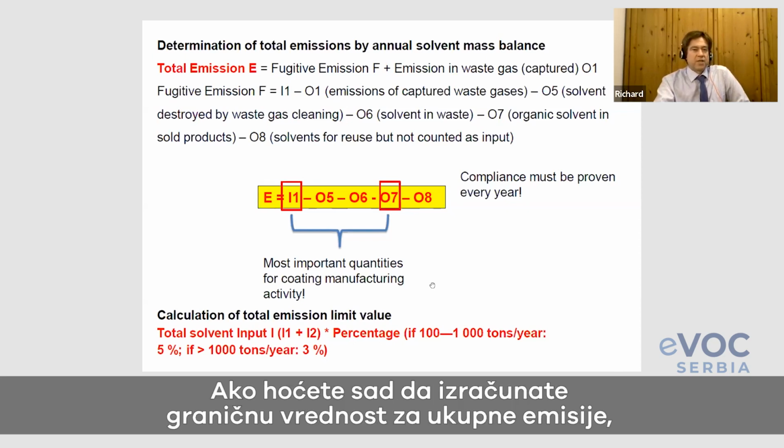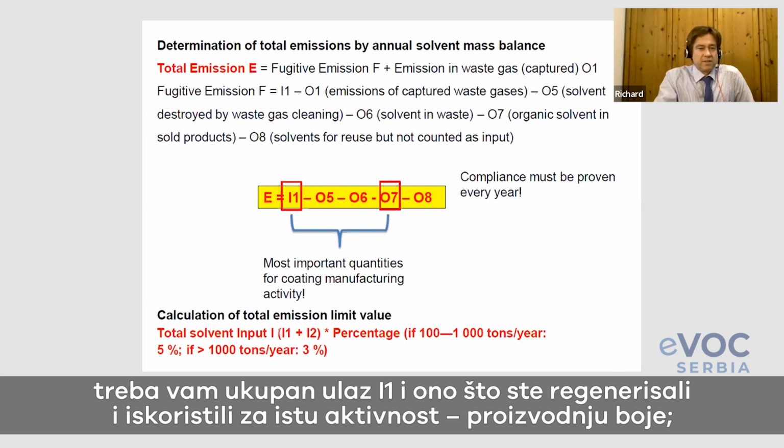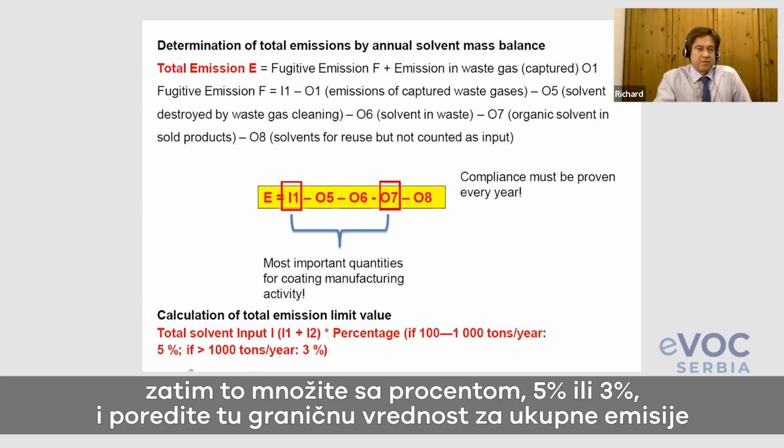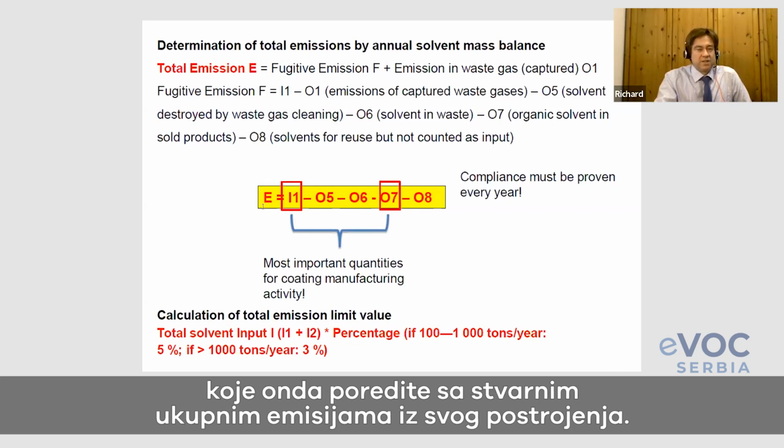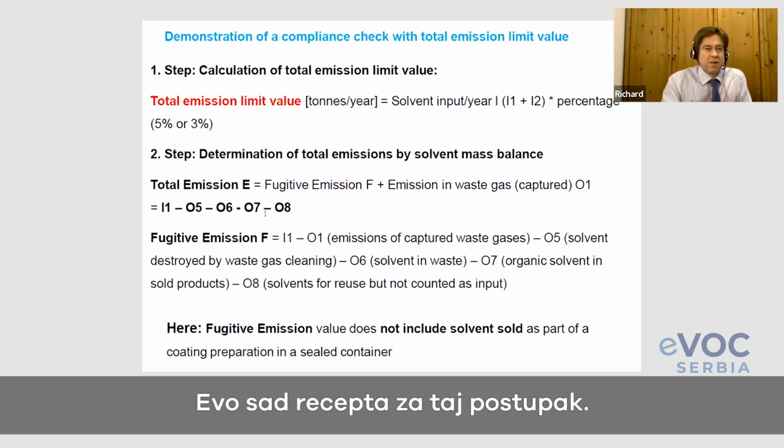And if you now want to calculate the total emission limit, you need this total input, I1, and what you recover and have used in the same activity, which means in the paint manufacturing. You multiply it with a percentage, 5 or 3%, and then you can compare that total emission limit value with the real total emissions from your installations. So here's like a recipe for how to proceed.